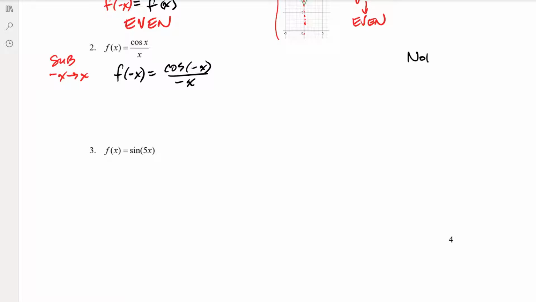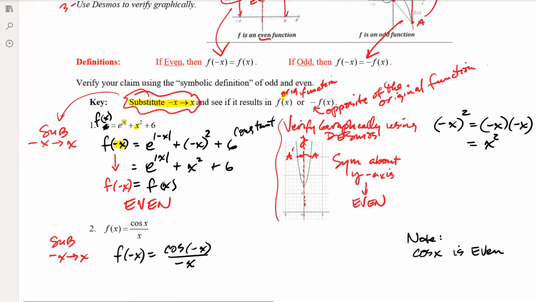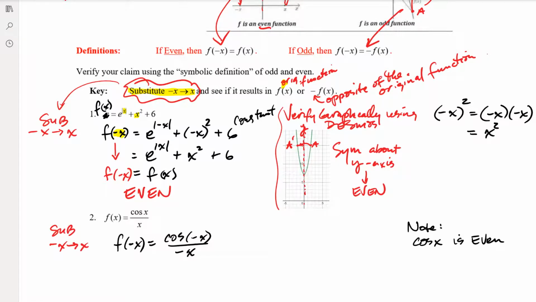So note or recall, cosine x is even. According to our definition right up here, if it's even, f of negative x equals f of x. So if f of x equals cosine x, that means f of negative x is equal to f of x. If it's even, that's by definition, which means cosine of negative x is equal to cosine x, because by definition, it's equal to the original function.